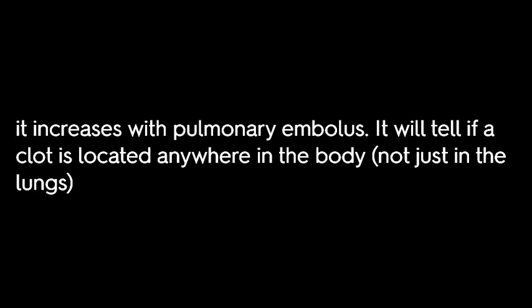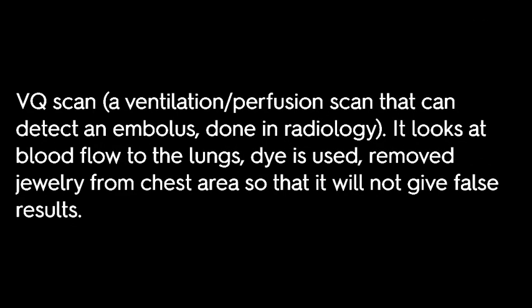What is happening in the D-dimer? It increases with pulmonary embolus. It will tell if a clot is located anywhere in the body. What is happening in a VQ scan? It looks at blood flow to the lungs. Dye is used. Remove jewelry from chest areas so that it will not give false results. What is the treatment of pulmonary embolism?